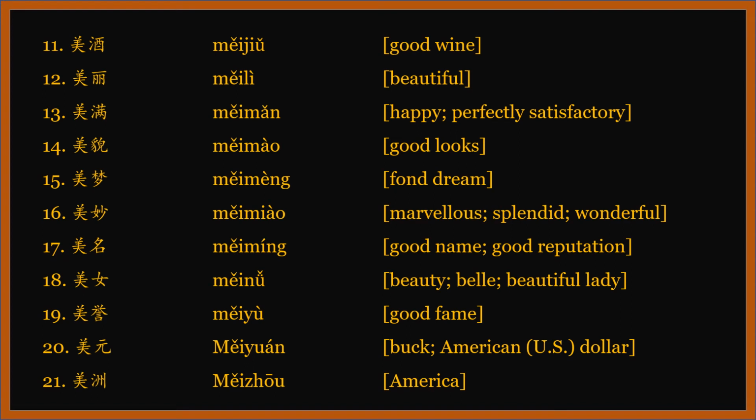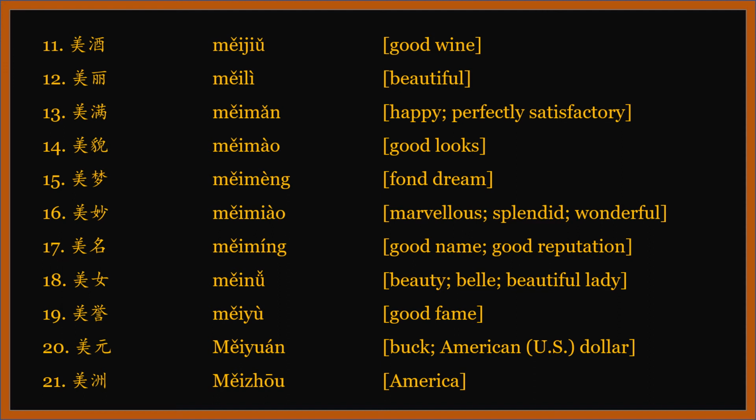美酒 means wine. So 美酒 good wine. 美丽 means beautiful. So 美丽 means beautiful. 美满 means satisfy or satisfactory. So 美满 means perfectly satisfactory. 美貌 means appearance or looks. So 美貌 means good looks. 美梦 means a dream. So 美梦 means a good or beautiful dream. 美妙 means marvelous. So 美妙 means marvelous, splendid or wonderful.